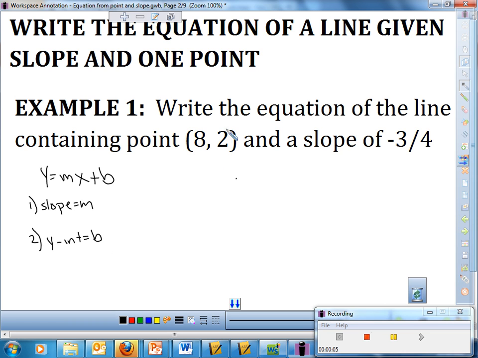So I'm going to read through my question. I'm saying, okay, what am I given? What does this question give me? Does it give me the slope? Does it give me the y-intercept?